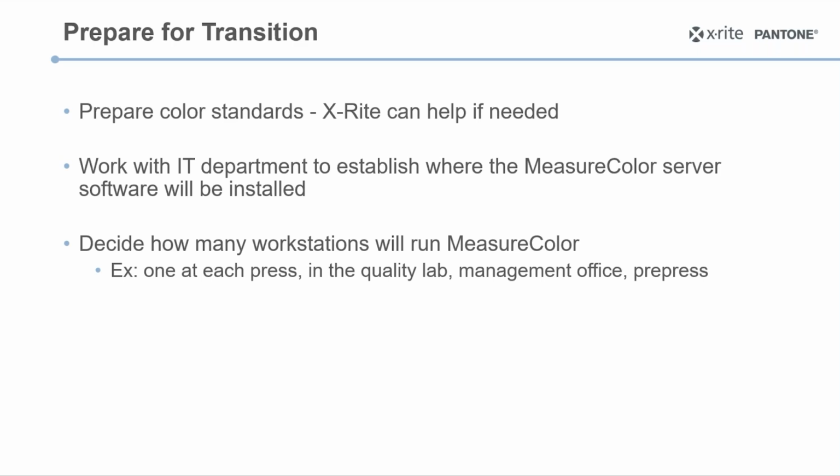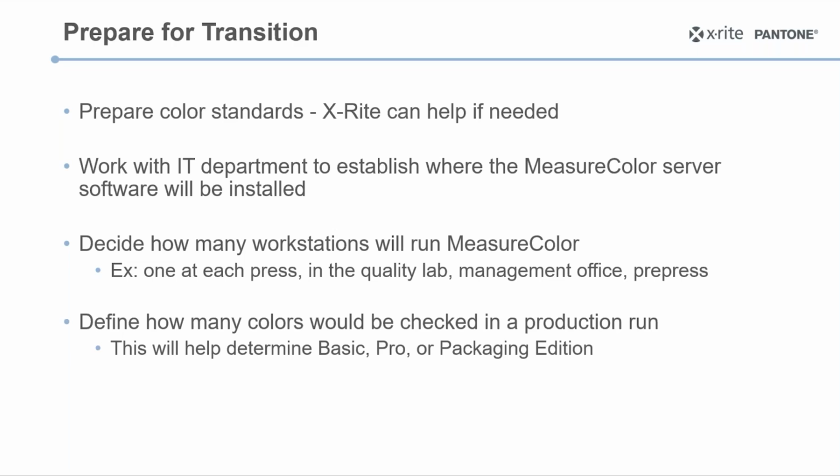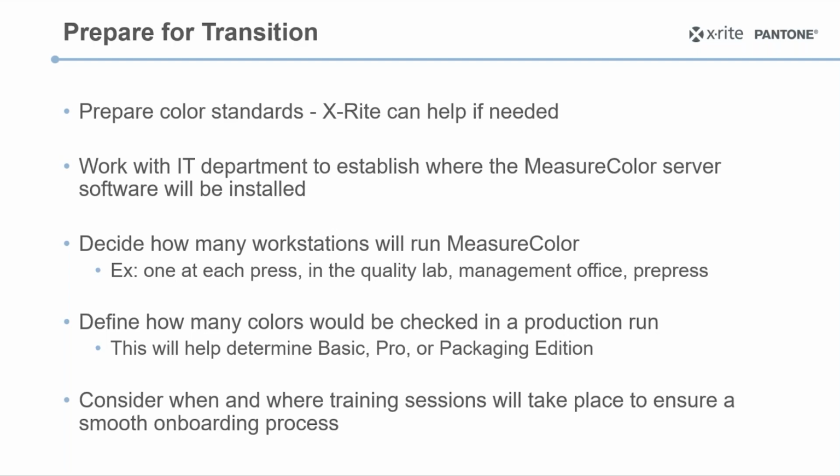You'll want to decide how many workstations will run the MeasureColor software. Will you deploy it at each press, in a quality lab, management office, or in the pre-press department? You'll also want to understand how many colors you'll want to check in any given production run. MeasureColor is offered in 3 different versions, a basic, pro, and packaging edition, to fit different needs and markets so that you only need to buy the amount of product that would particularly fit your application.